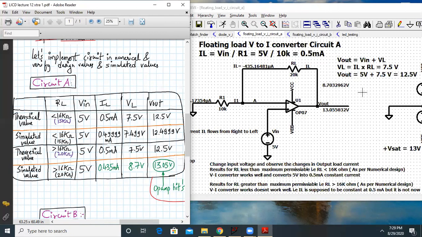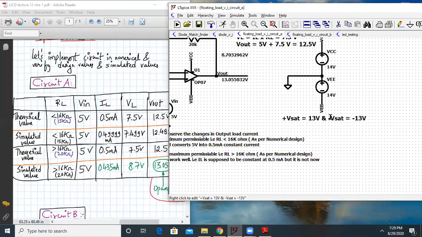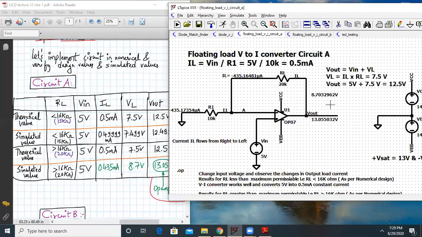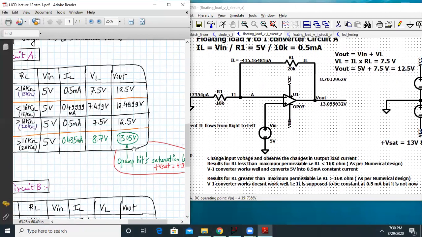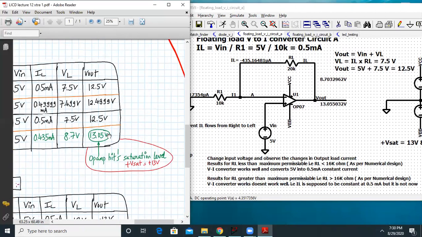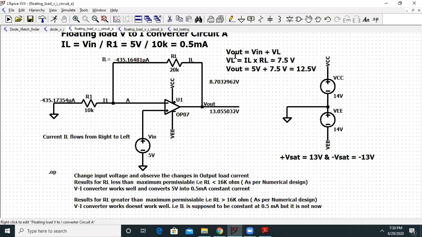Actually the value of V out should be, in this case, 5 plus 8.7, so that should be 13.7. But why are we getting 13.05? You remember the saturation voltage of the op amp is 13, so nearby for this op amp it's 13.5. That means if we don't take care about the value of RL, the op amp is getting saturated. So this 13.05 volts is an indicator that the op amp has hit the positive saturation level. That's what we have written over here. Okay, the result for RL less than the maximum permissible limit, that is as per the numerical design.